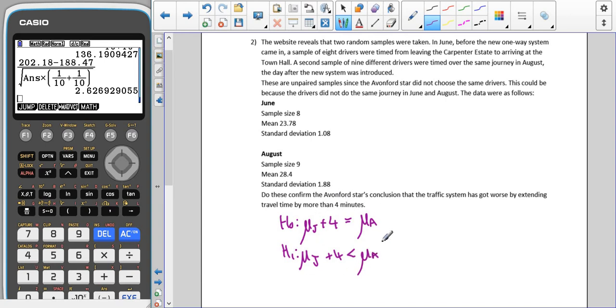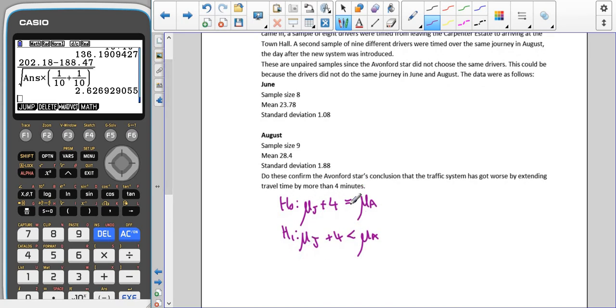Now, I don't like my hypothesis being this way round. You can do it this way round, that'd be fine. It'll give you the same answer, but usually I do it the other way around so that the smaller one is on the right hand side.